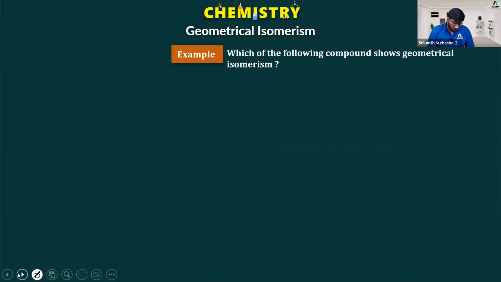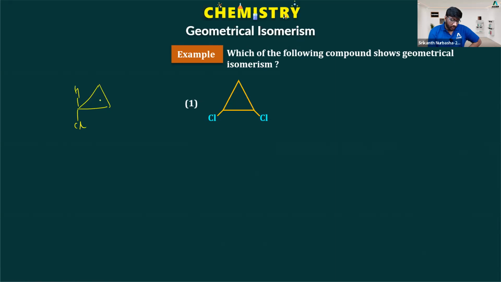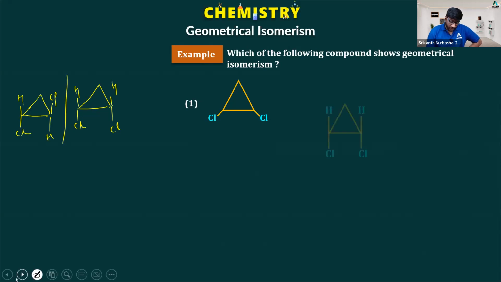Which of the following compounds show geometrical isomerism? This one will show or not? Yes, sir. So hydrogen, chlorine, hydrogen, chlorine, and you can have on the compound hydrogen, chlorine, chlorine, hydrogen. So that is a possibility.